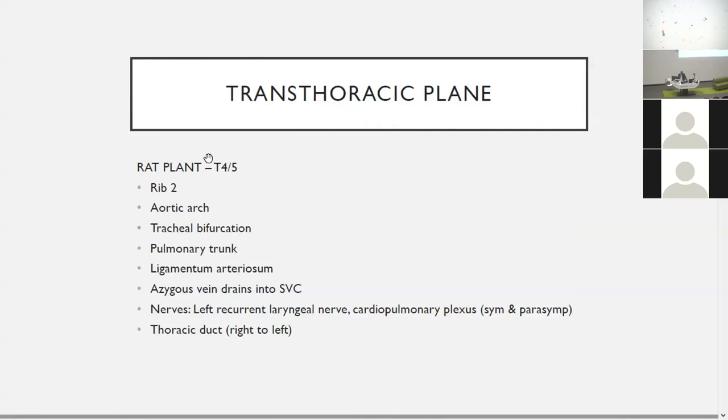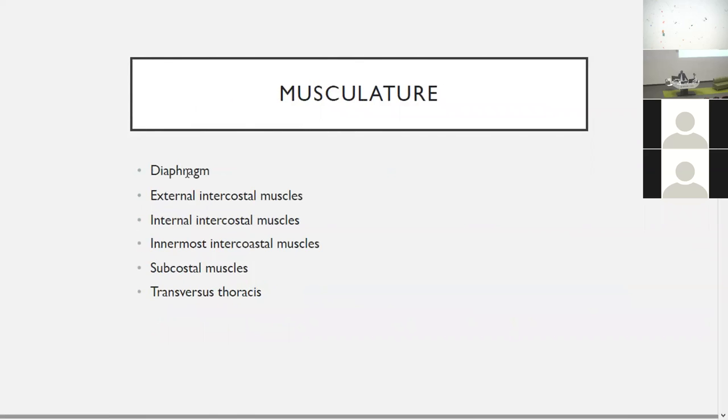A lot of people last year tried to emphasize us remembering what red plant is, but we never really got a question on this. But if you have time, remember red plant. So that's everything that happens at your sternal angle, at the transthoracic plane. So you have rib 2, the arch of the aorta, your trachea bifurcates, pulmonary trunk, you have your ligamentum arteriosum, azygos vein drains into the superior vena cava, and then you have some nerves and the thoracic duct. So just write this down and then try and remember it.